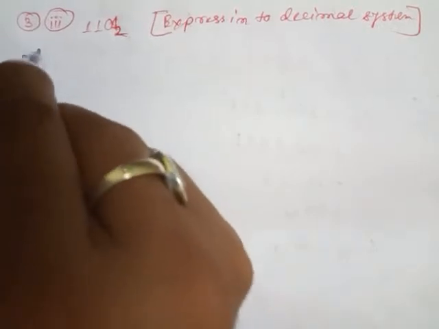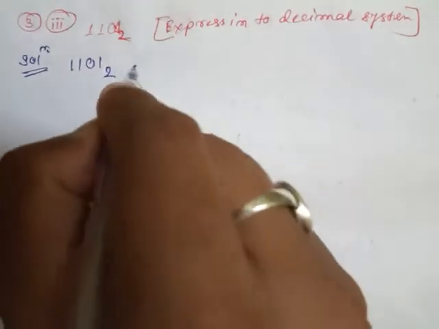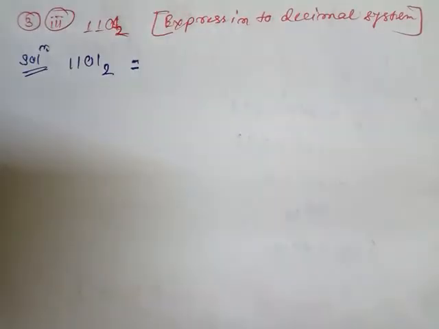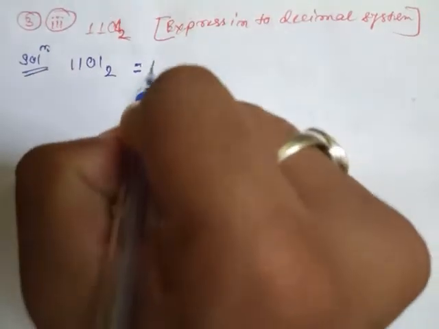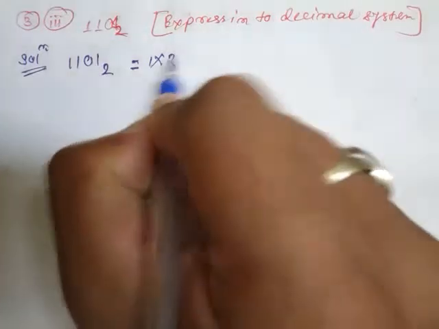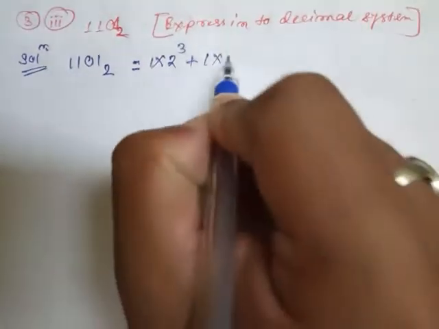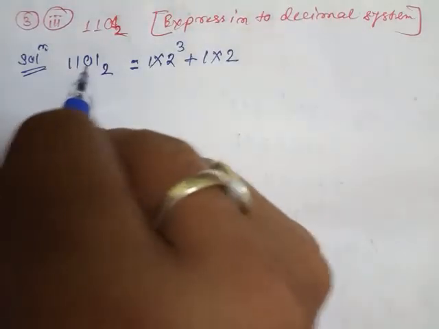First of all I will write solution, then 1101 base 2. This Roman 3 also I am going to solve like the previous one. First I will write 1, then the base is 2, we will write 2 here, then 1, 2, 3, there are 3 digits, so 2 cubed. Then 1 into base 2, then after 1 how many digits are there?